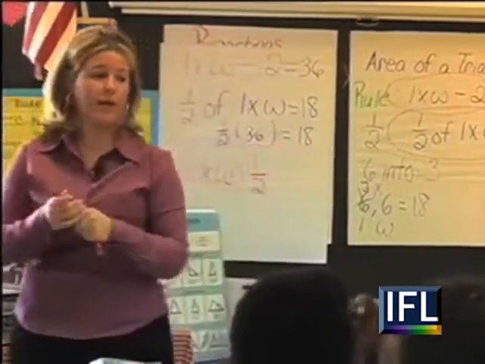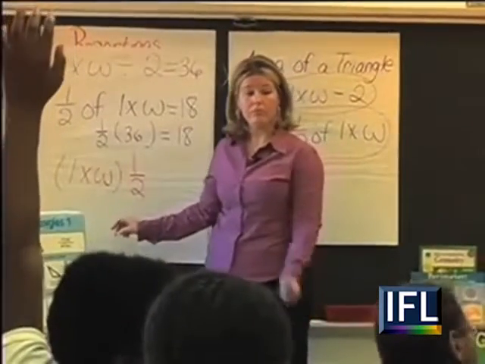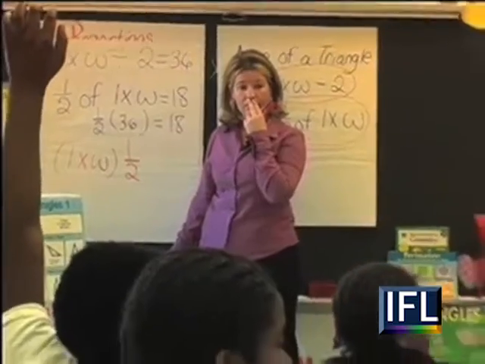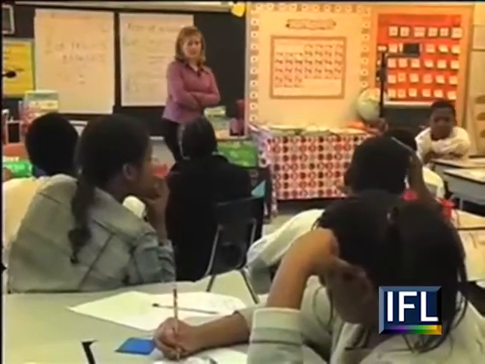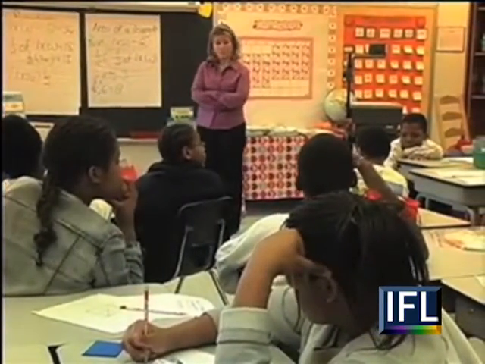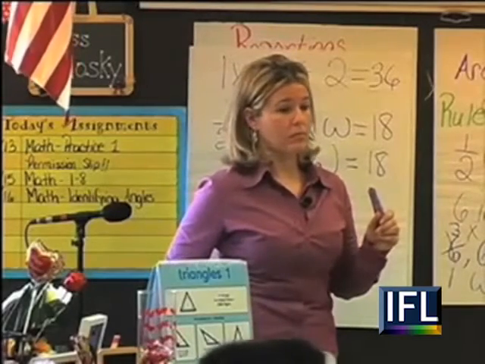I need some people that haven't participated to help me out. Do you think that means the same thing? Kevin Scott? I think you could come up with 18 with that because that's the same thing as the other one. It's just a turnaround fact. How do you know that? Because it's 1 times the width equals 1/2, but the other one was 1/2 times 1 equals the width. Patience? I think it's the same because half of length times width equals 18, half of 36 is 18. I think it's the same because it's just turned around. I think it's the same thing too.